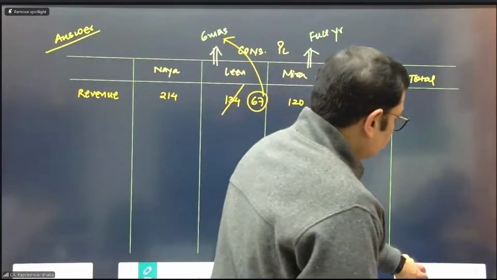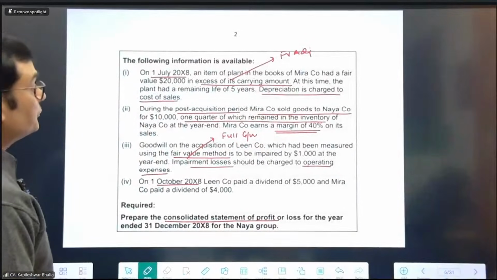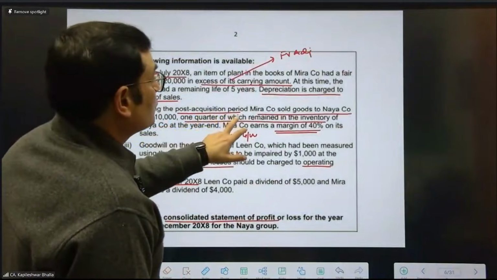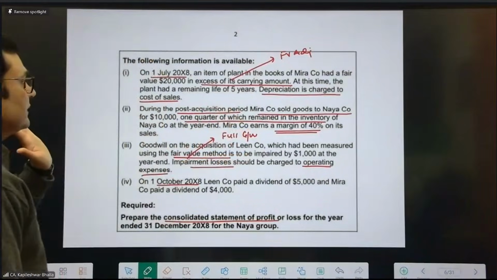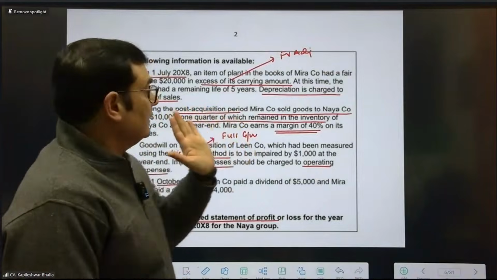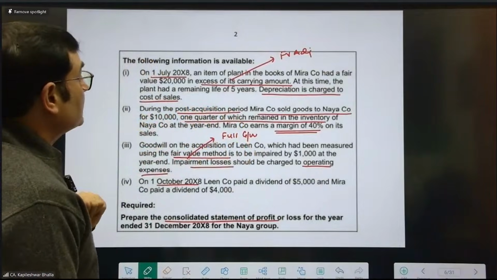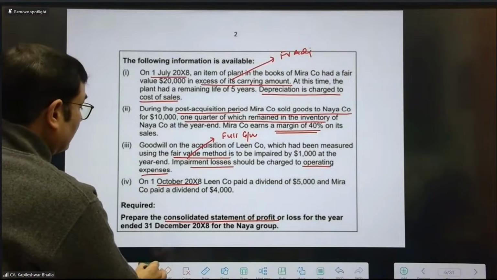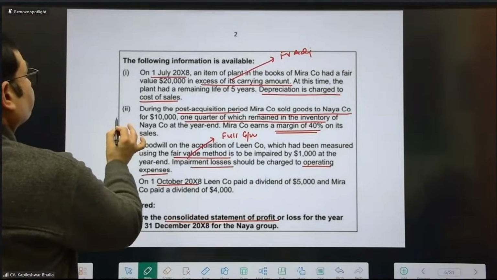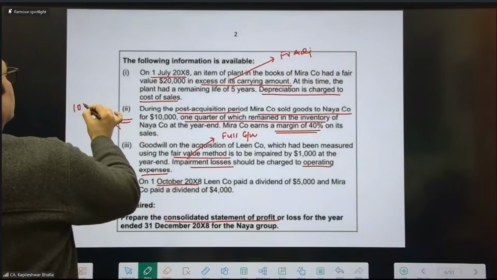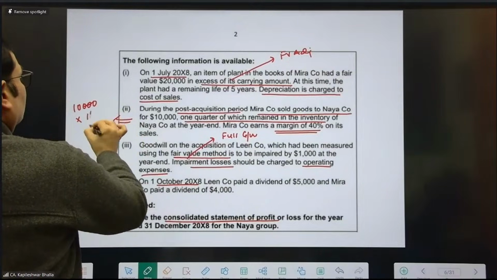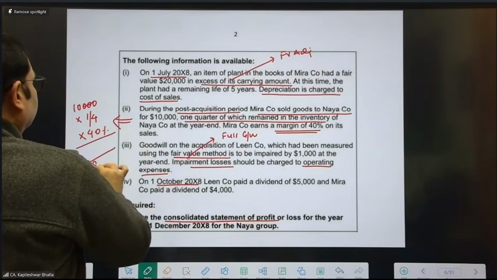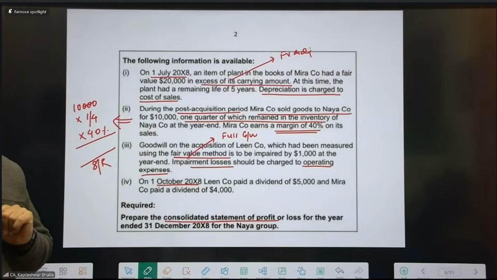Now we need to go to the adjustments and let's come to point number 2. It says during the post-acquisition period, Mira sold goods to Navya. Right now, I'm not concerned whether it is upstream or downstream in nature. The goods are sold for 10,000 rupees. 1/4 of the goods are unsold in the inventory. So let's also calculate the stock reserve at this stage. 1/4 of the goods are unsold and the profit margin is 40%, and that gives me the stock reserve calculation as well.